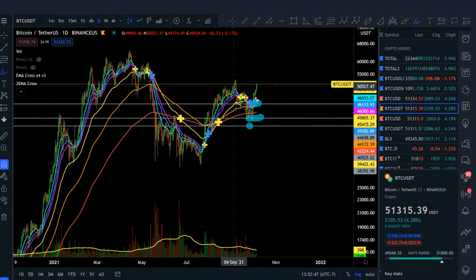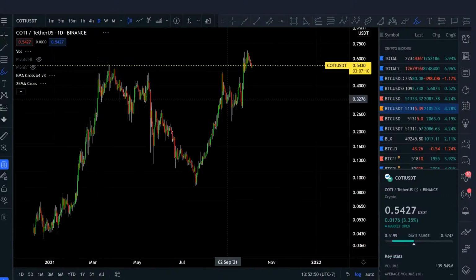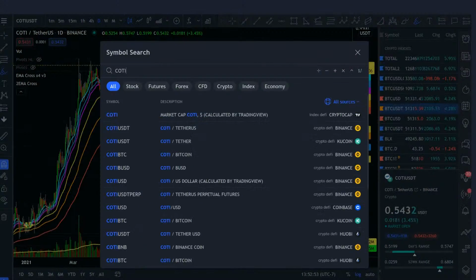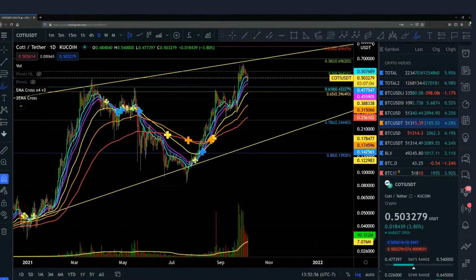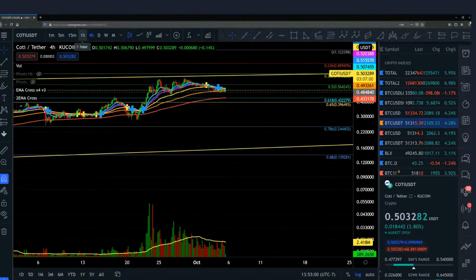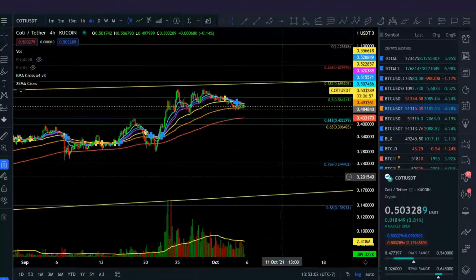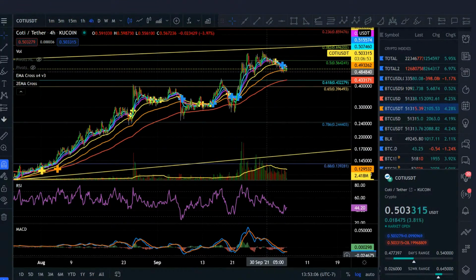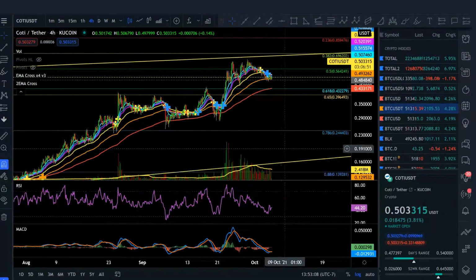Okay, so let's finish COTI first. We can come back to that question comment. So COTI, I'll just keep an eye on the intraday charts as well. 4 hour still uptrending, right? We're getting some bullish momentum building on the MACD.